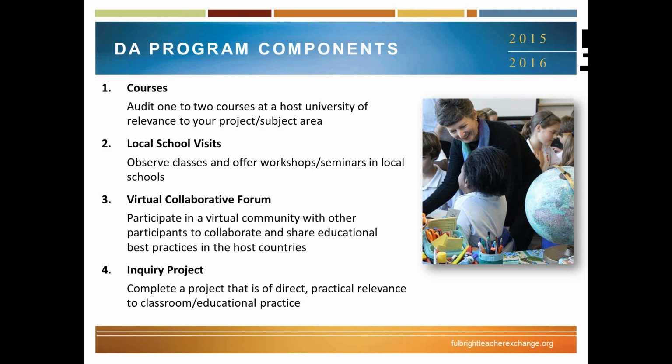You will also audit up to 1 or 2 courses of relevance to your project or what you teach, and more detail would be shared about that once selection decisions are made. So again, based at a host university where you take a few classes of relevance to your project or subject area. You will also have a faculty advisor at that institution that will help you make contacts, help you network, help you develop your project, etc.